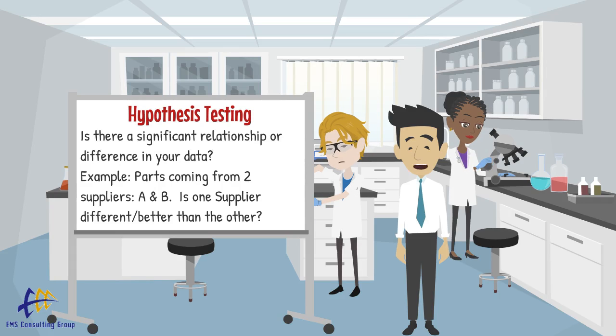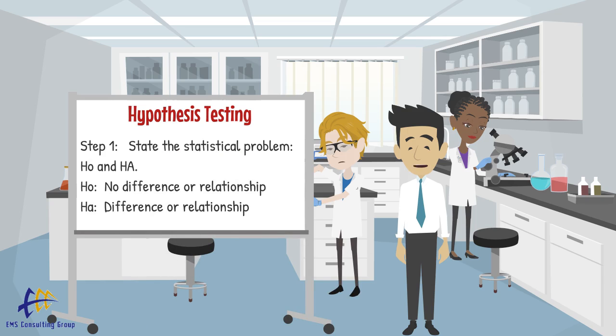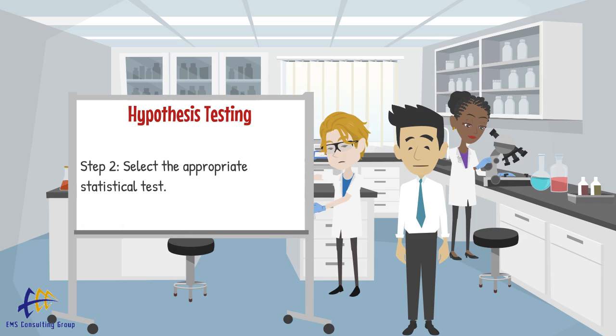Step 1, state the statistical problem in terms of the null hypothesis and the alternative hypothesis. In our case, the null hypothesis is that there is no difference in the mean between supplier A's parts and supplier B's parts. The alternative hypothesis is that they are not equal. Step 2, select the appropriate statistical test. In this case, we will use a two-sample t-test since we are comparing sample means.